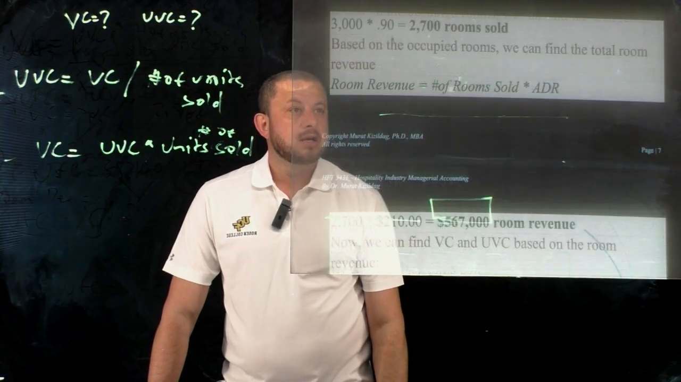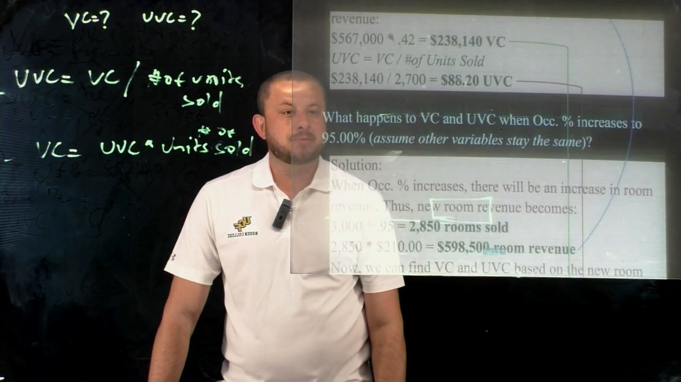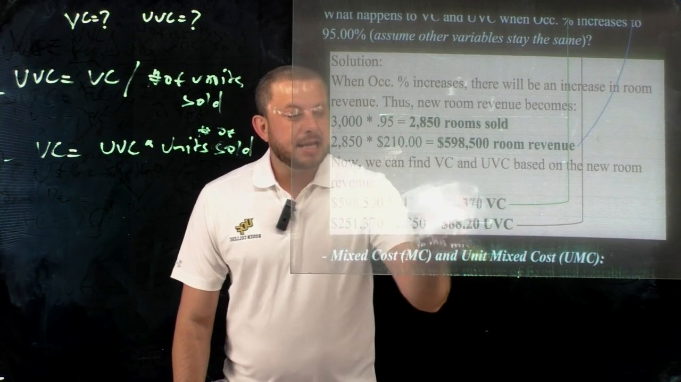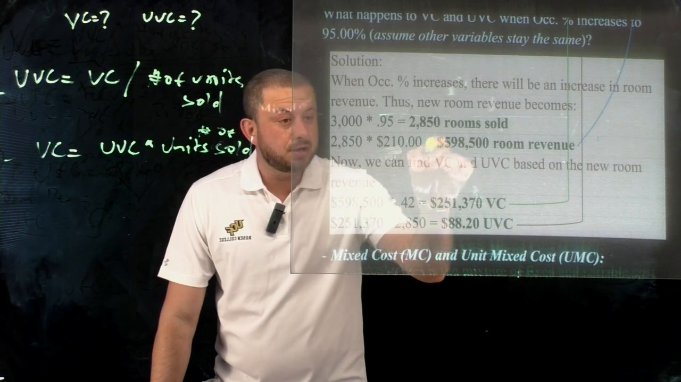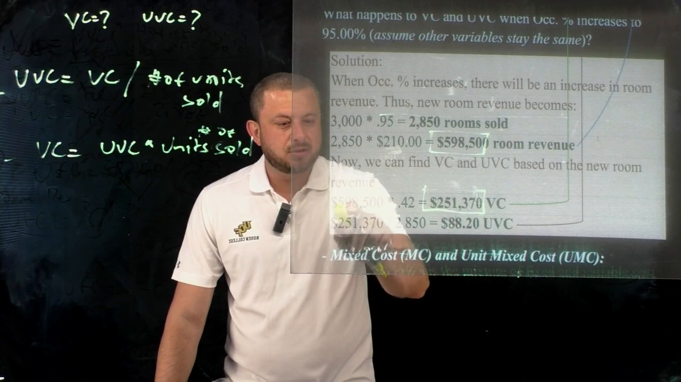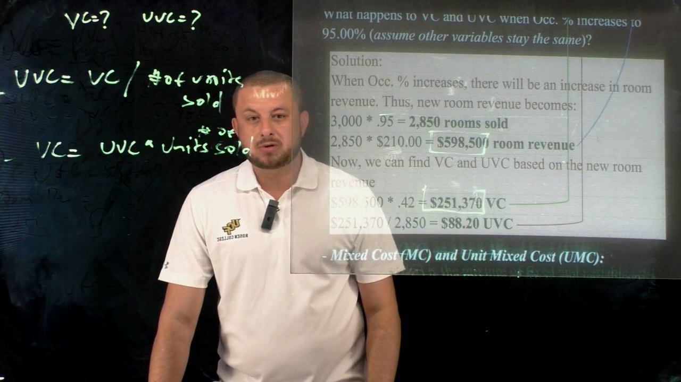Remember the question over here. Let me just go up real quick. Remember the question over here, guys. Okay, I'm still solving for GH luxury, but there's a different condition right now. So all I have to do is take 42% of the room revenue right here. Remember, my room revenue was just like this, 251,370. When I do the equation, 251,370 will be my variable cost, okay?